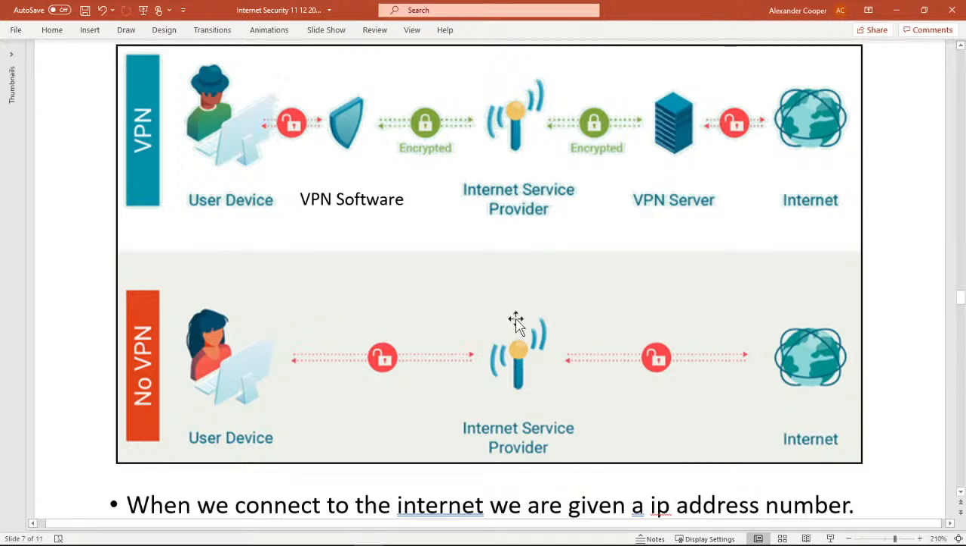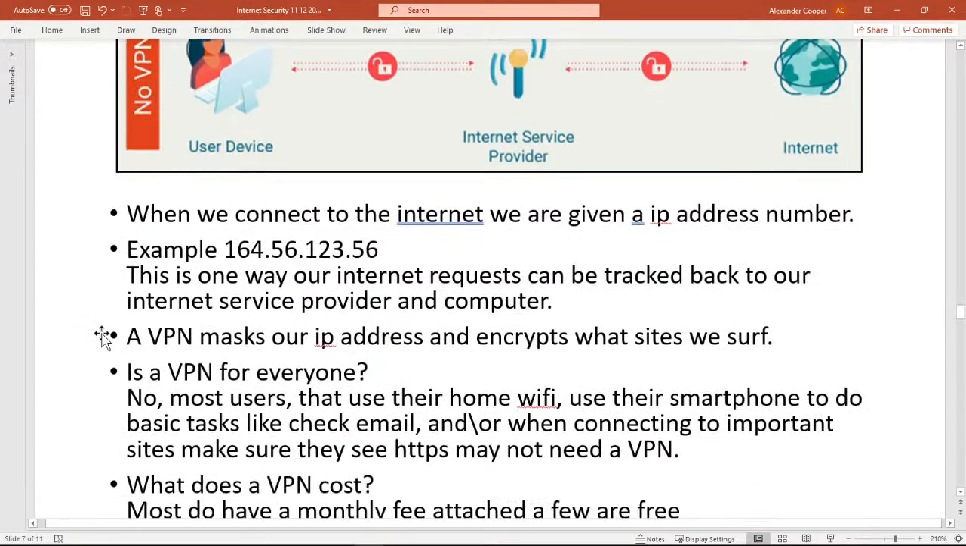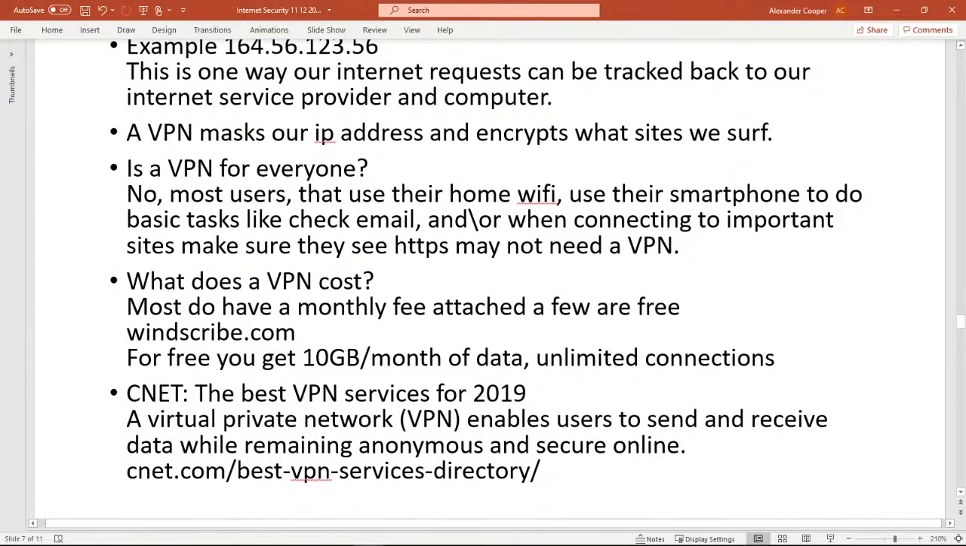But the business traveler may need to go out of the country, need to be in different locations. And there are some countries that do block certain websites, I guess you'd say, because of societal issues or something like that. So the reason to use a VPN is that you can connect with websites and it'll make it look like you are located in a different place, okay? So a VPN can mask what your IP address is and encrypt what sites we surf. So all websites will then be encrypted. So that's a good thing for security.